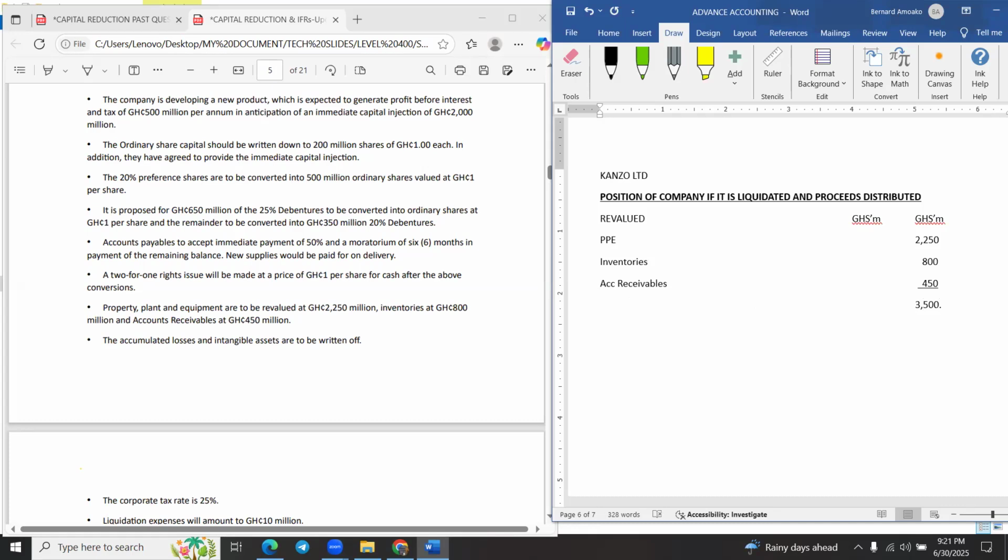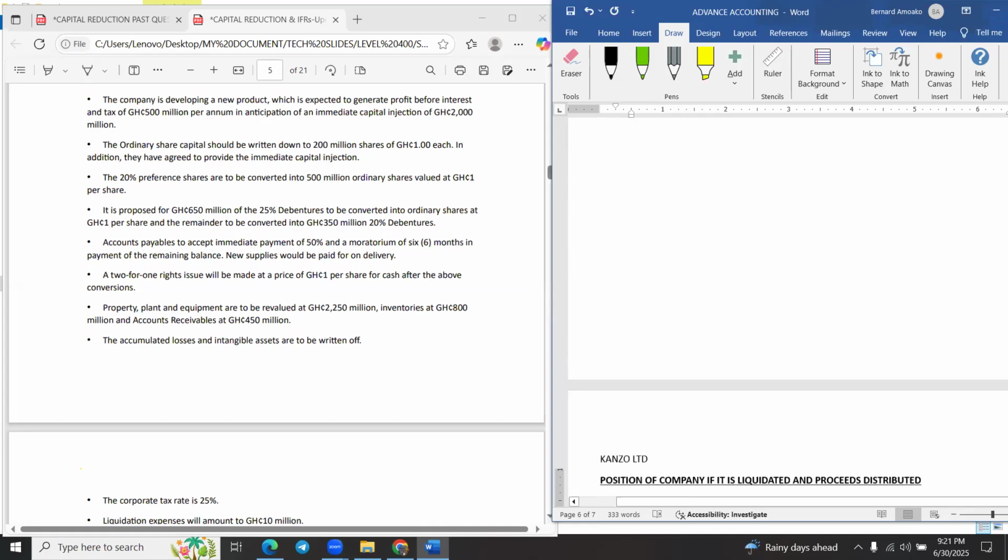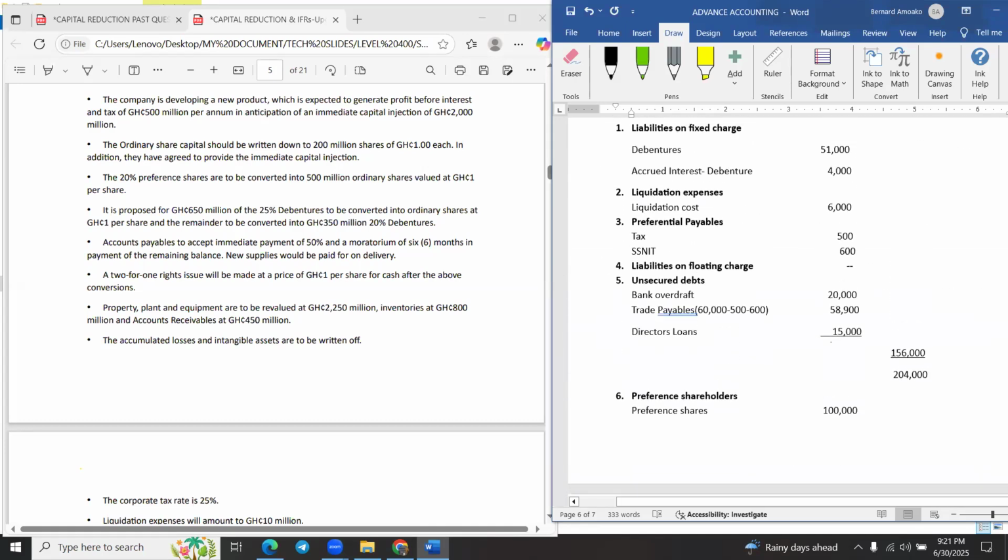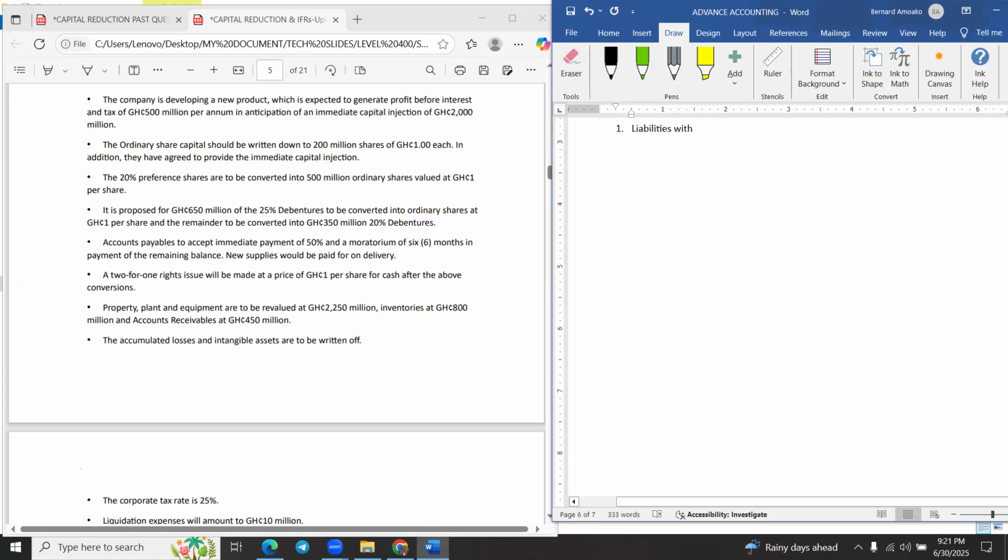Thank you. Okay, so if that is it, less distribution. Less distribution. Please, if you are seeing stars, call me. Bank overdraft. It says we should go chronologically, but we said liquidate liabilities with fixed charge, or liabilities on fixed charge. What's the statement that I put up there? Liabilities on fixed charge.